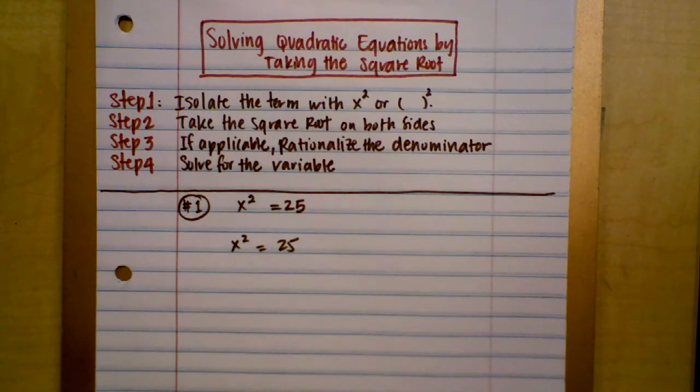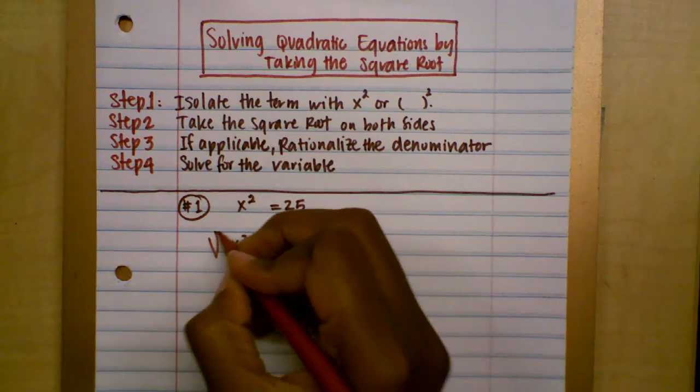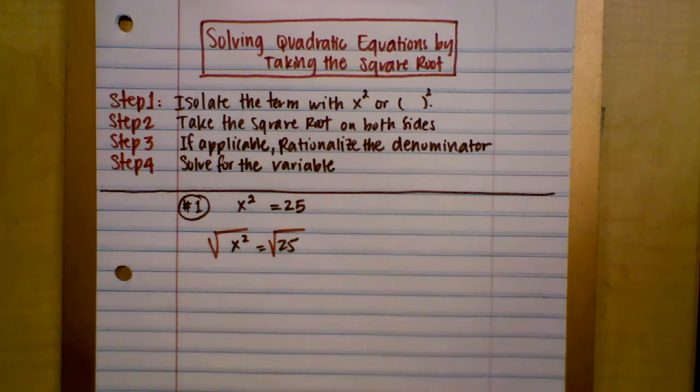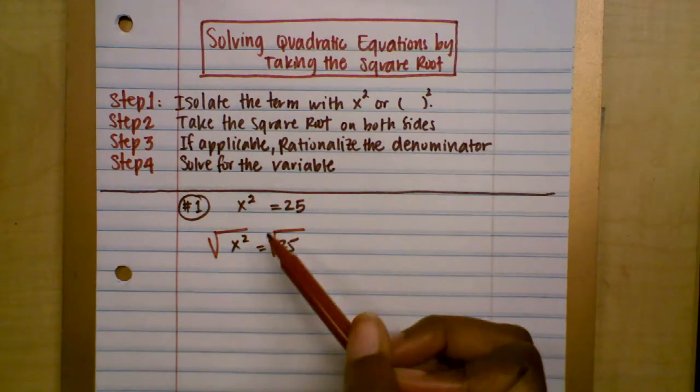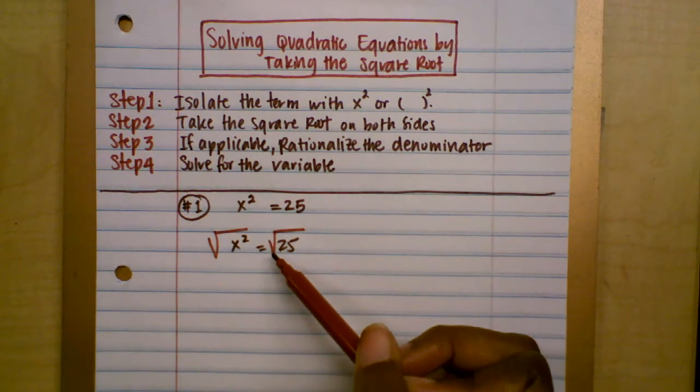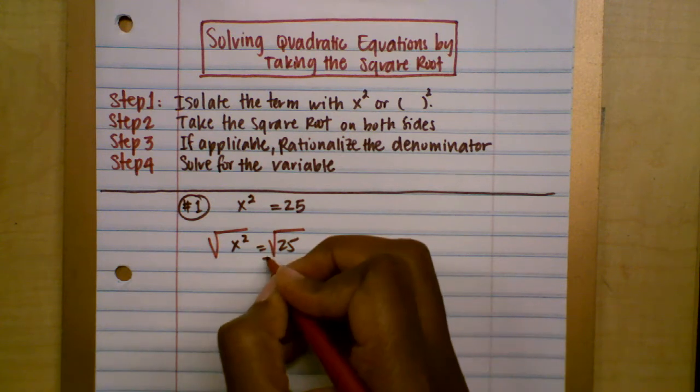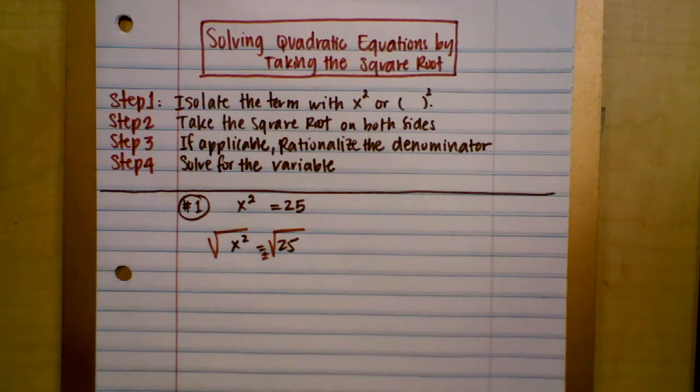So let's take the square root on both sides. Now, alert, I need your attention. When you take the square root on both sides, on the right side you need to include the minus and the plus symbol. Why? Because there are actually two numbers that, when you square them or multiply them by themselves, give us 25.